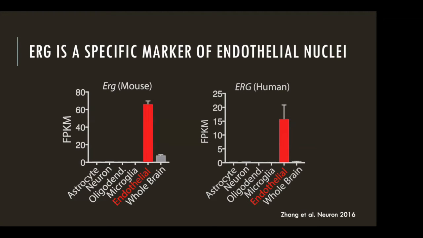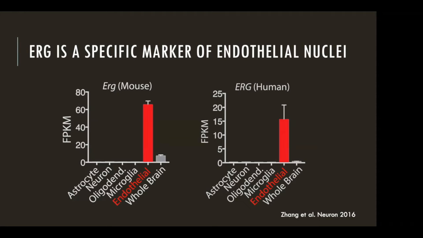So our approach was different. We had seen that NeuN was used to isolate neuronal nuclei, and we hypothesized that we might be able to use an endothelial marker to isolate endothelial nuclei in the same way. And so looking at published data banks, we could see that ERG, a transcription factor, is highly expressed and specific to endothelial cells in the brain.